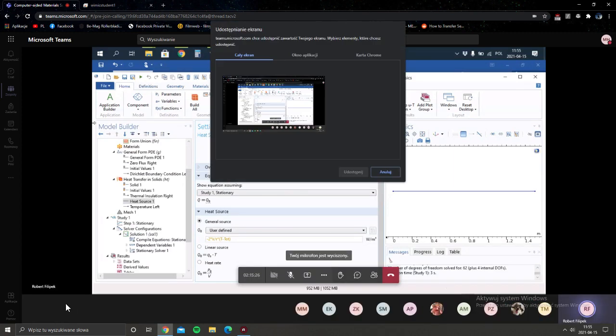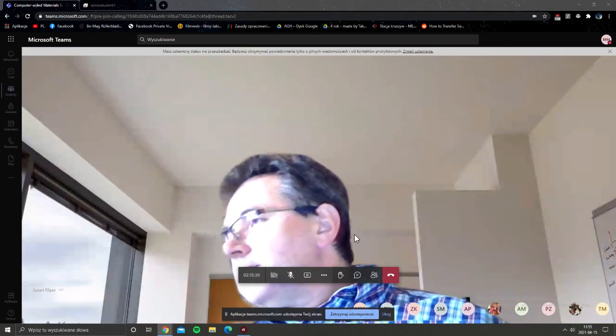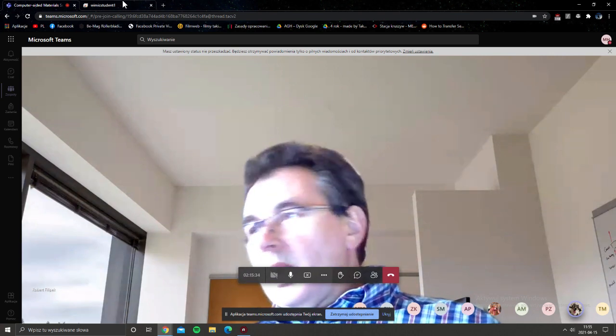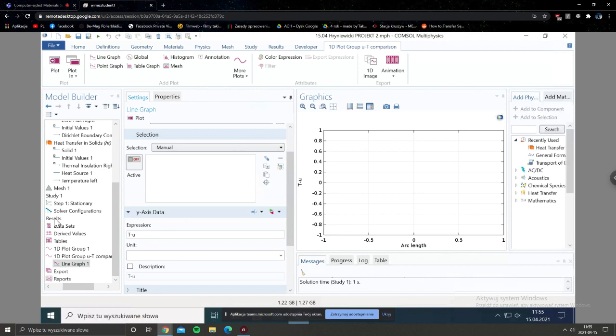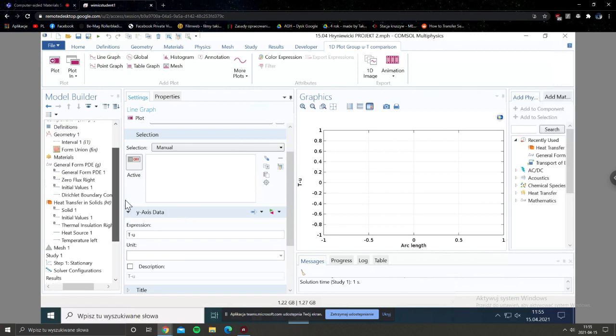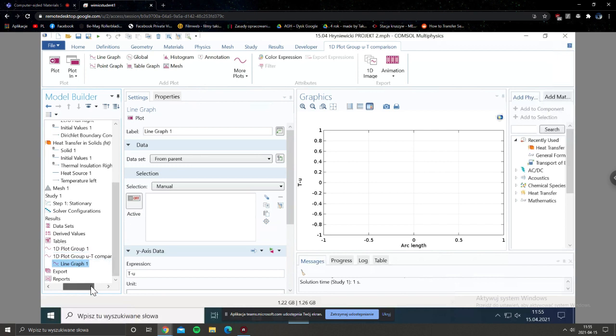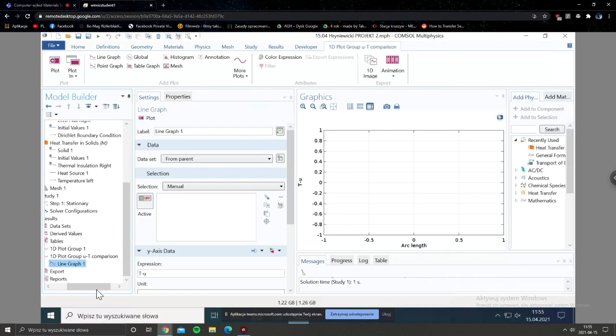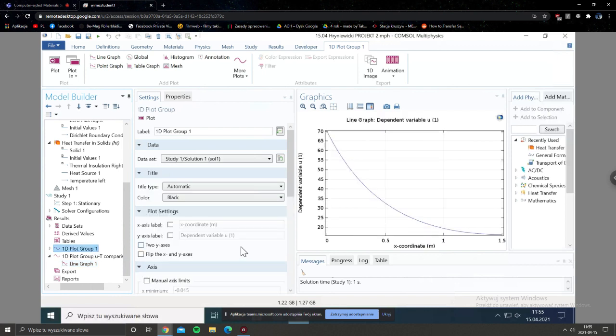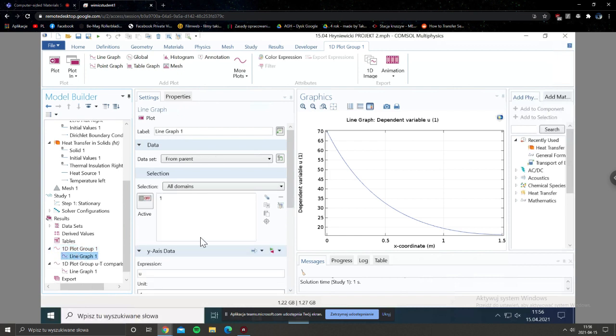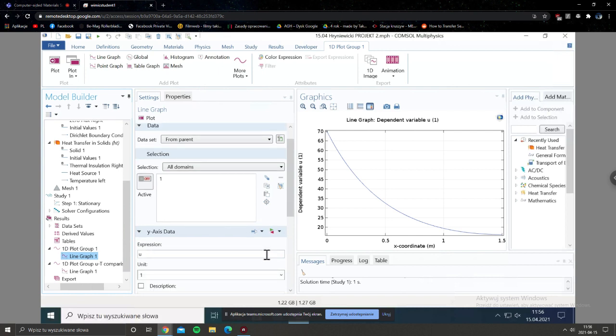Yes, please do this. Not yet. Now, yes. Okay. Right. Okay. Show me 1D plot group 1. Yes, so press this triangle to the left in 1D plot group and click to line graph, and this is u. Okay. So something is, I think, wrong. Go to 1D plot group u minus t.